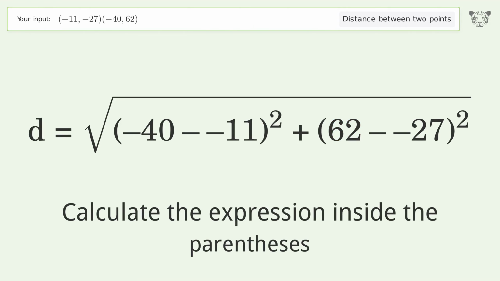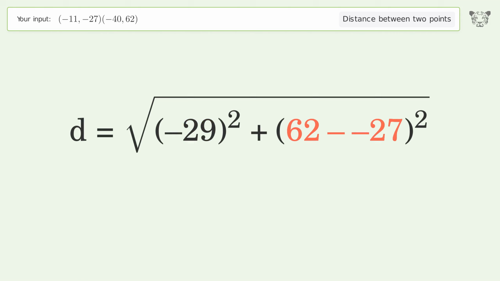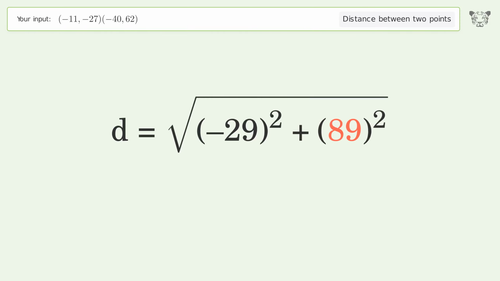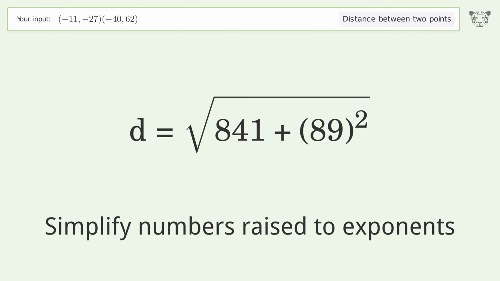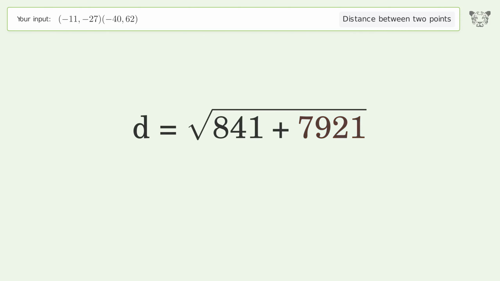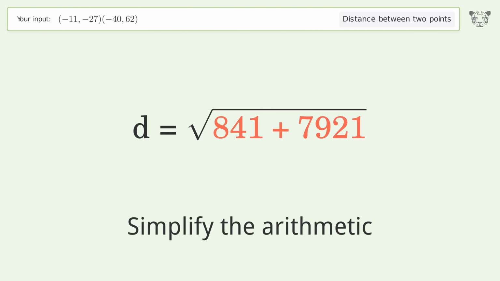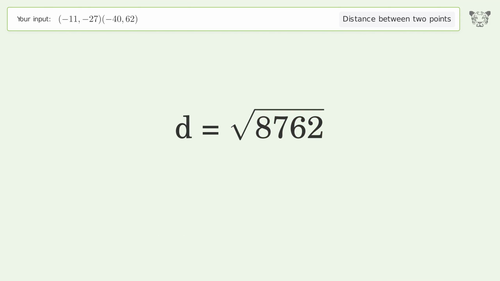Calculate the expression inside the parentheses. Simplify numbers raised to exponents. Simplify the arithmetic. And so the distance between the 2 points is the square root of 8,762 or 93.606.